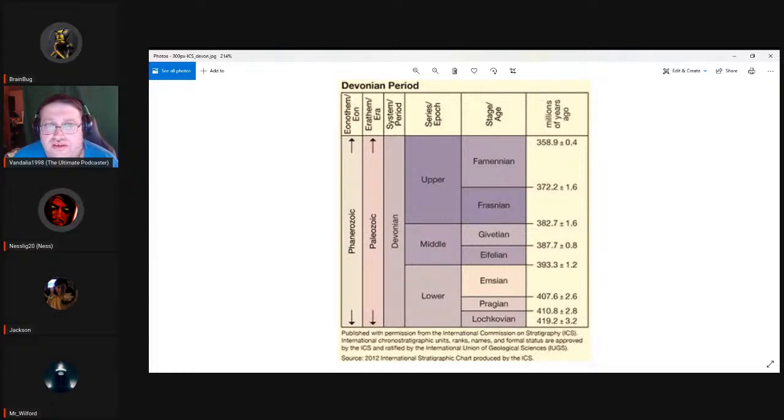Okay. Around the time that the radiodontids and stuff started disappearing too, because they couldn't compete in those major predator niches. The tetrapod trackways, when they were found, were they at the lower or at the middle?